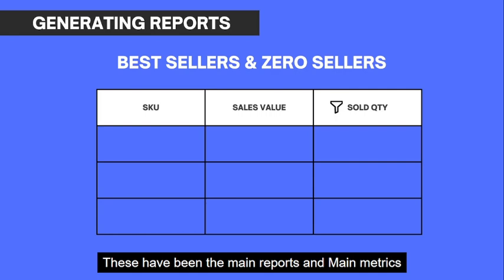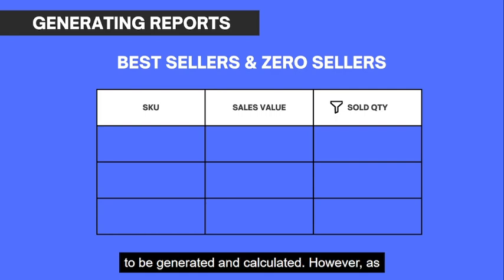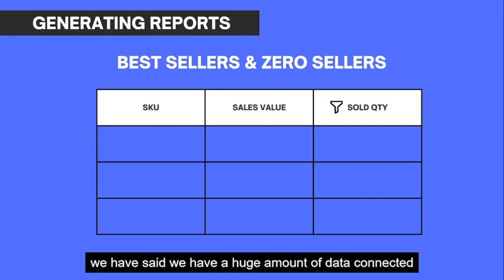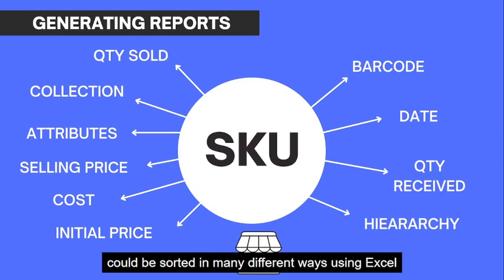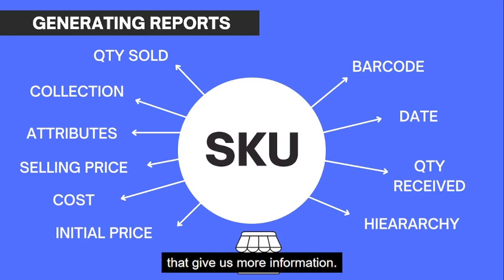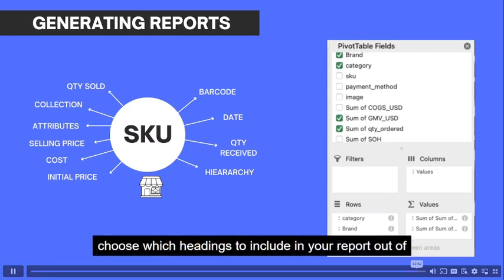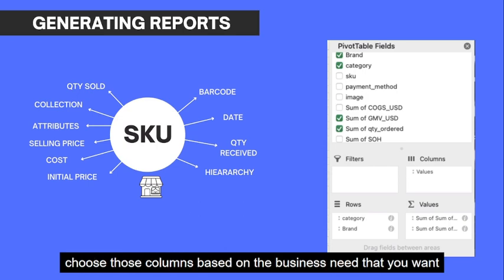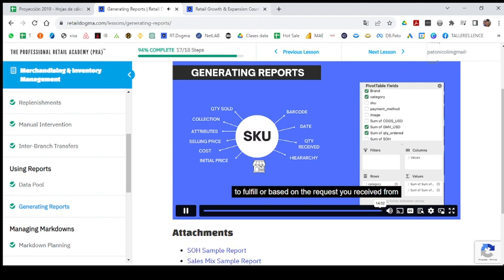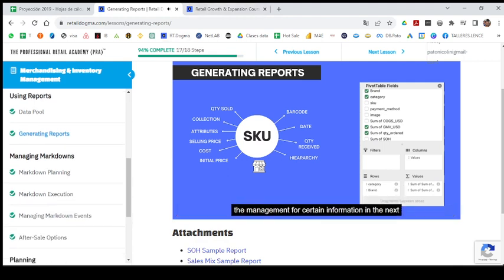These have been the main reports and main metrics to be generated and calculated. However, as we have said, we have a huge amount of data connected to our sales and inventory, and these data could be sorted in many different ways using Excel functionalities to generate useful reports that give us more information. Using a pivot table, for example, you can choose which headings to include in your report out of the raw data on the system. You can pick and choose those columns based on the business need that you want to fulfill or based on the request you received from the management for certain information.